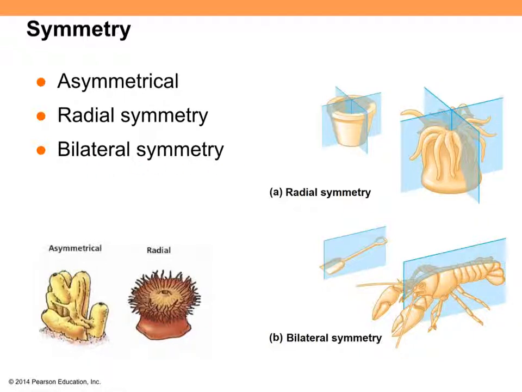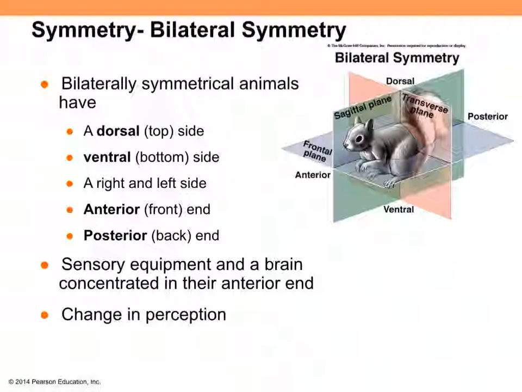Bilateral symmetry is our third example. This is when you can cut things down one single plane and get two parts that look relatively the same. Once you see bilateral symmetry evolve, organisms generally have a head, and we're going to see that there are different sides to the organism. So a top and a bottom, so dorsal and ventral. There's left and right, anterior, which is the front, posterior, which is the back.